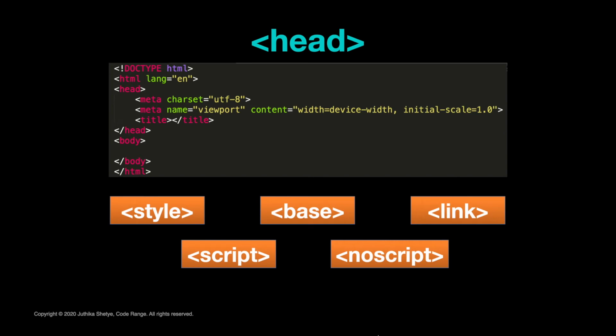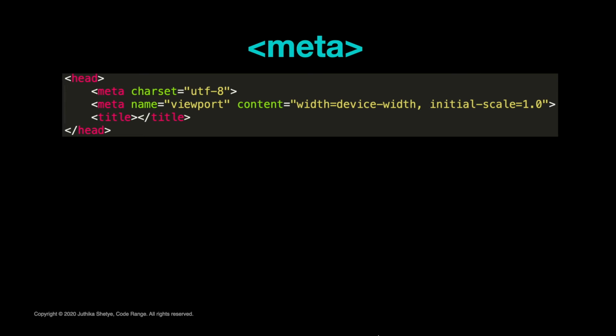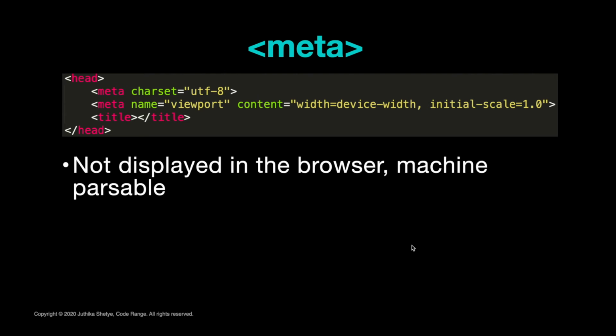Now let's have a look at the meta tag. Meta tags always go inside the head element and are typically used to specify the character set, page description, keywords, author of the document, and the viewport settings. And as you can see, it is a self-closing element or an empty element which we all saw in our previous video as well. Metadata, as I mentioned earlier, is not displayed on the web page but is machine parsable and is used by browsers, search engines and other web services.